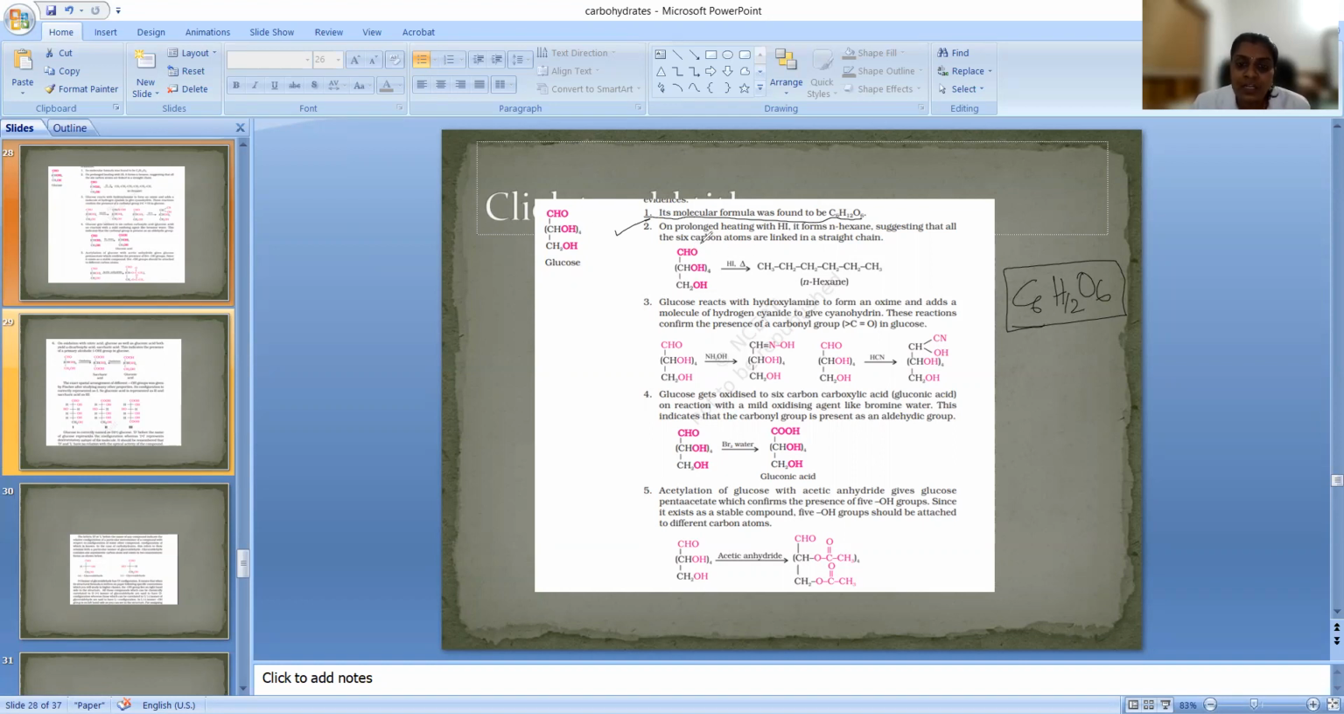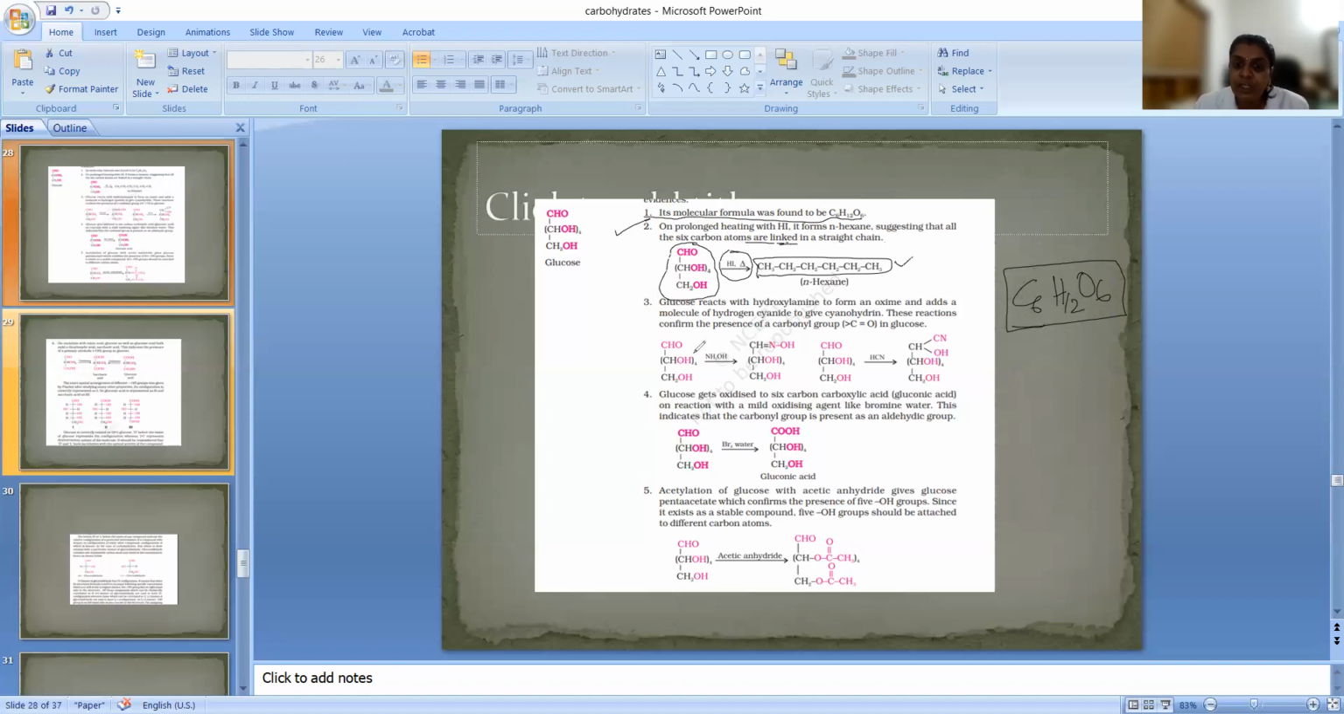From that we are getting the proof of where the hydroxyl and aldehyde groups are present. So when glucose is treated with hydrogen iodide and heated, you are getting normal hexane. From this, the evidence we are getting is that the 6 carbon atoms, 1, 2, 3, 4, 5, 6, are arranged like this. The 6 carbon atoms are linked in a straight line. In order to get that idea, you have to treat it with hydrogen iodide. Then you are getting normal hexane. From that we can understand there are no branches. The 6 carbon atoms are arranged in a straight line.